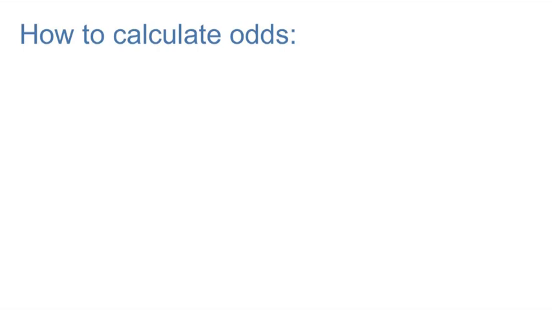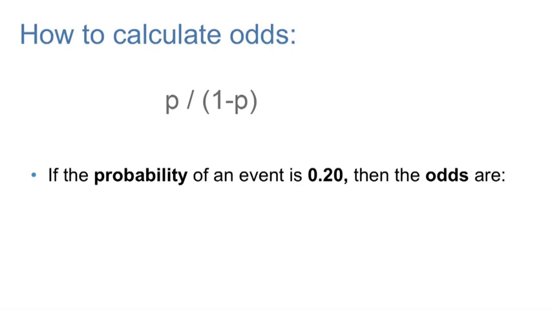Here again is the formula for odds. And you've been given the probability of an event is 0.20. Then let's calculate the odds using this formula. So the numerator will be 0.20, and then you will divide it by the quantity 1 minus 0.20, which gives you 0.25, or you can have the ratio constructed as the ratio 1 to 4.